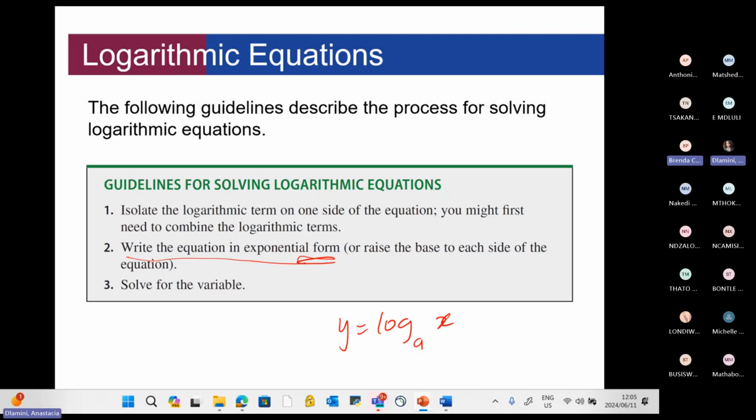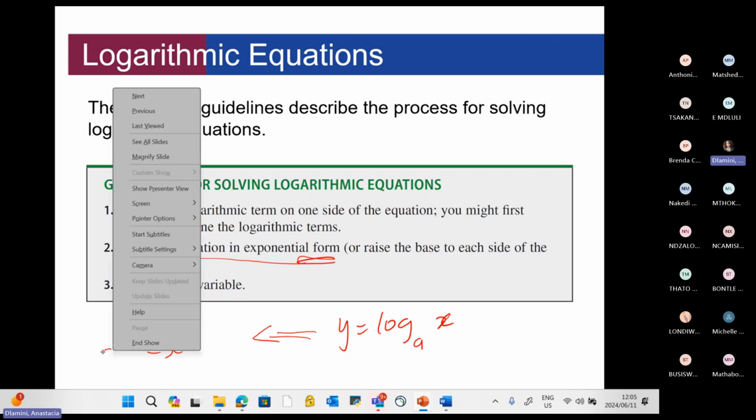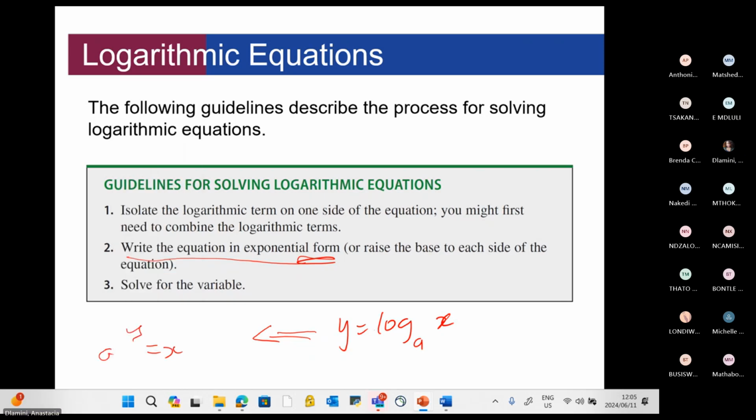I think it's gonna be. Okay, you can go ahead. I was waiting for an answer. I think someone was talking. Yes, I think it's gonna be a to the power of y equal to x. Okay. Is she right or not? She's right, ma'am.